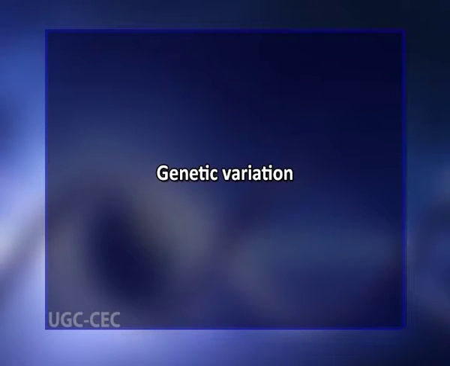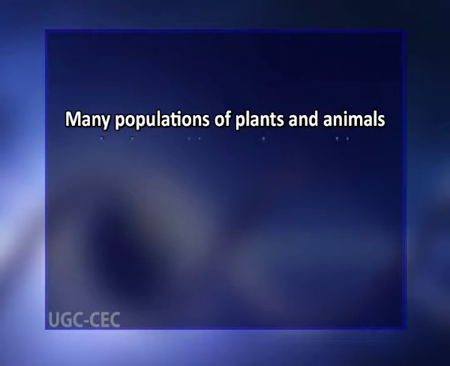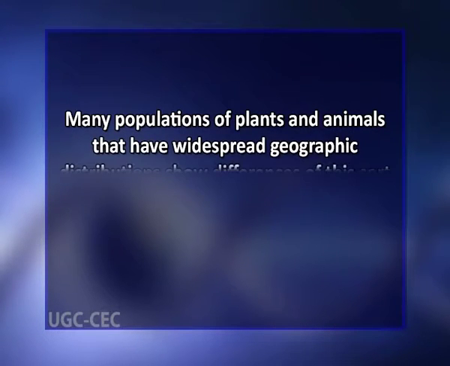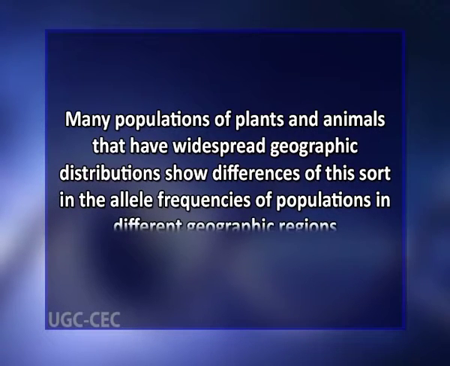Now coming to genetic variation. Genetic variation means that the genetic structure of a population varies in space and time. This means that the frequencies and distribution of alleles can vary in samples of the same species in different geographic areas, or in samples from the same geographic area collected at different generation times. Many populations of plants and animals that have widespread geographic distributions show distributions of this sort in the allele frequencies of the population in different geographic regions.